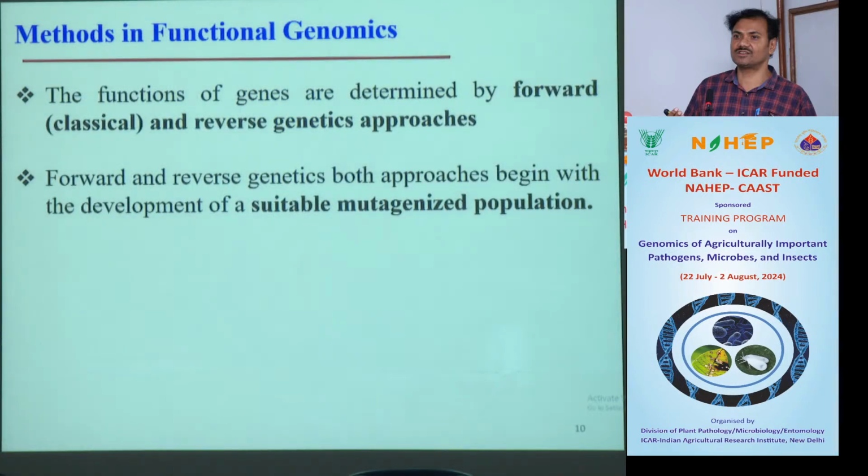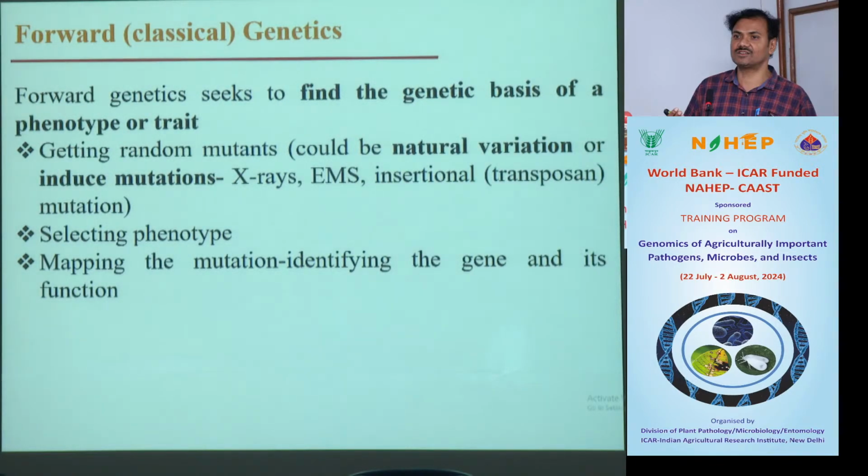Now, generally in functional genomics, what is the approach? The forward genetics and the reverse genetics. To make it very simple, from the phenotype to the genotype is forward genetics. If you know the gene and want to find its function, that is genotype to phenotype, the reverse genetics approach. But in either case, forward or reverse, you need to develop a mutagenized population, which can be either natural variation or induced. So you get the phenotype, and then identifying the gene from that phenotype by mapping is forward genetics.